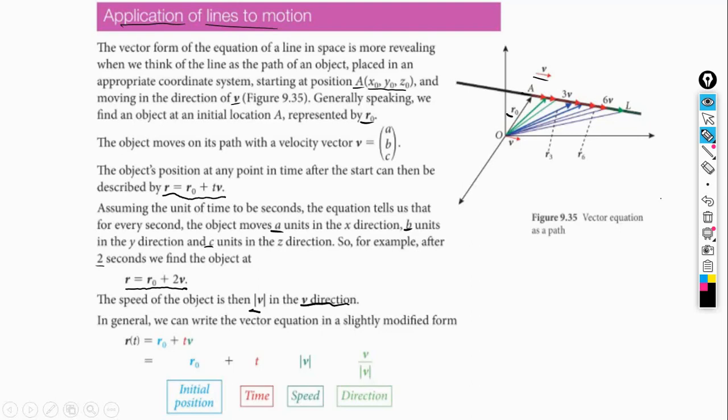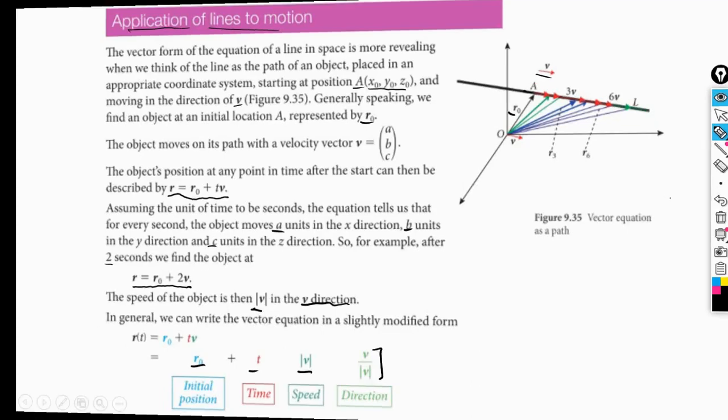In general, we can write the vector equation in a slightly modified form. So notice that we can write it as r sub 0 plus t, which represents time. R sub 0 is the initial position, times the speed, which is the absolute value of the velocity, times the direction, which is given by the unit vector.